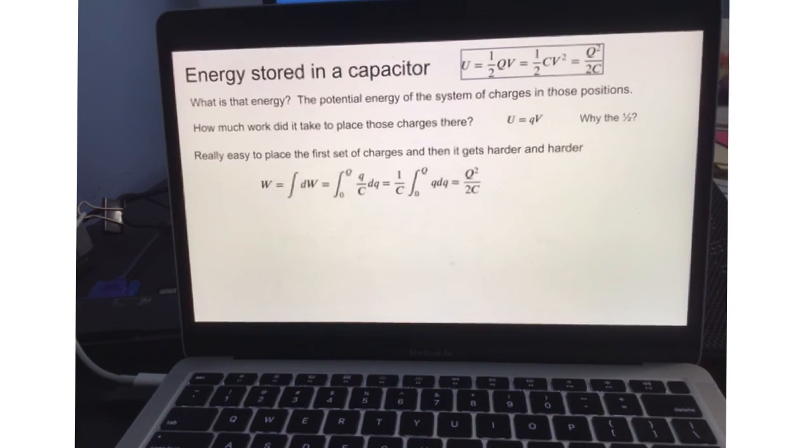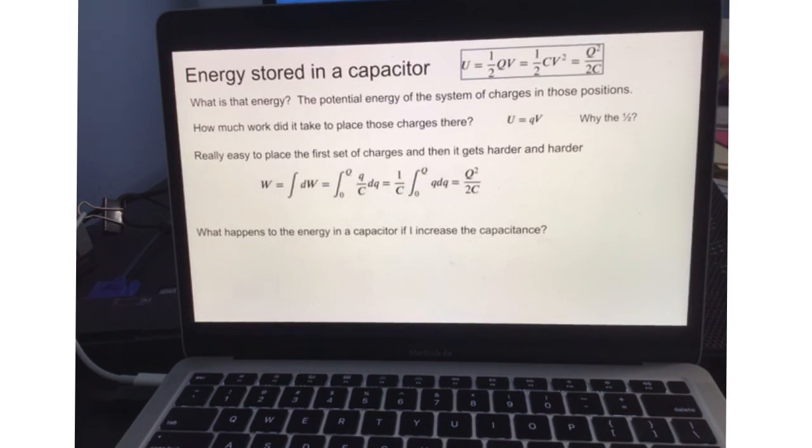So there it is. Each little amount of work that I do for each charge, I can add those up, and that's V dq. Sorry, I guess I could have written that in there too. Q over C is V. So each little charge, when I start at 0 and get all the way up to big Q, I have an integral of Q dq over C from 0 to big Q. There's your Q squared over 2C.